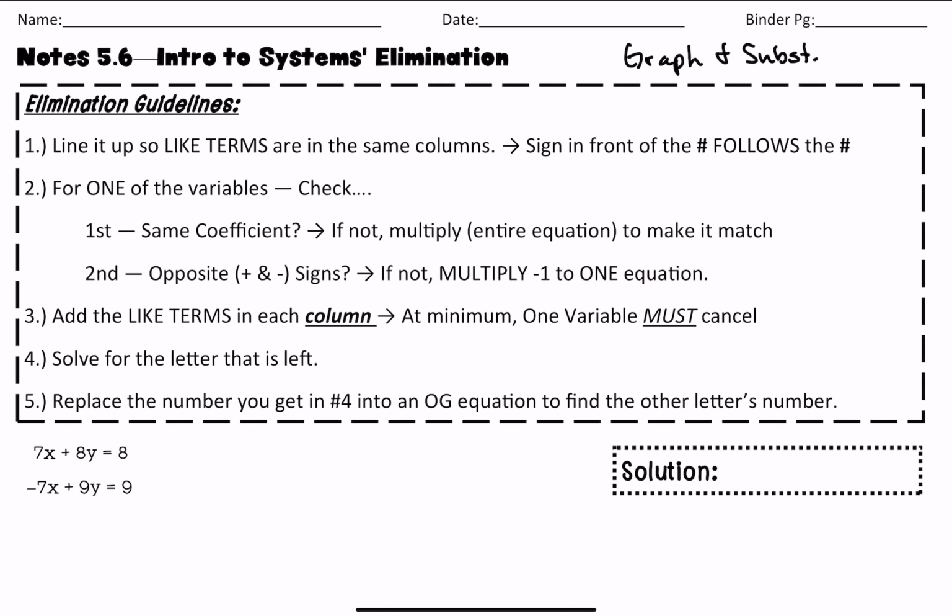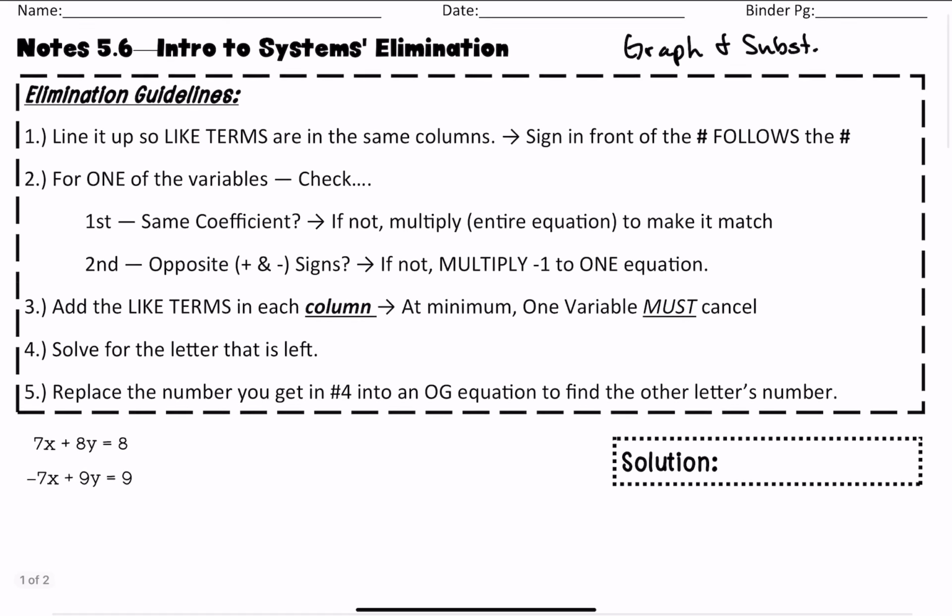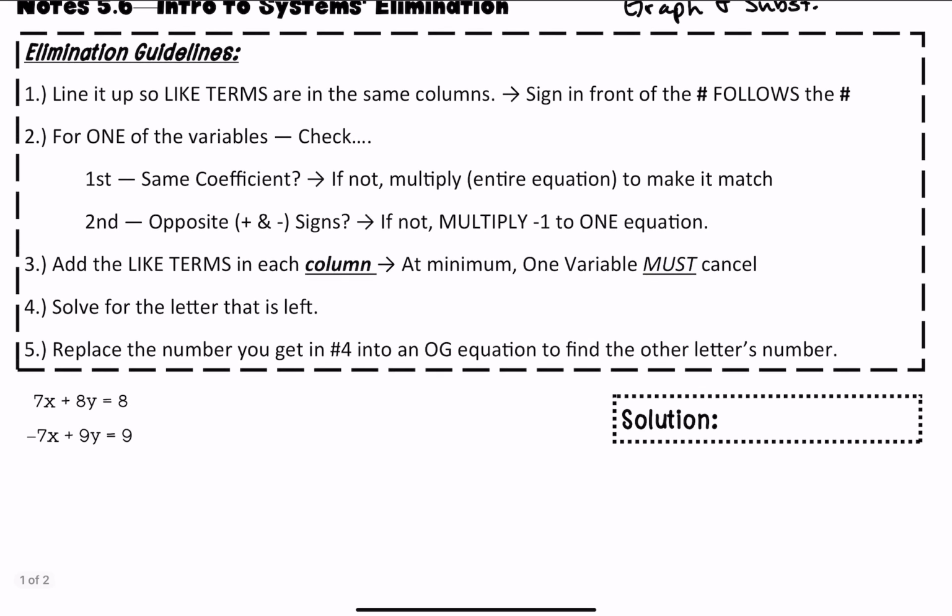Then, after that, you'd add like terms in each column. At minimum, one variable must be canceled. Sometimes both can be canceled. We've seen that before. But at minimum, one must cancel. Then you're going to solve for the variable or letter that is left. Replace the number you get in number 4 into an OG equation to find the other letter's number.